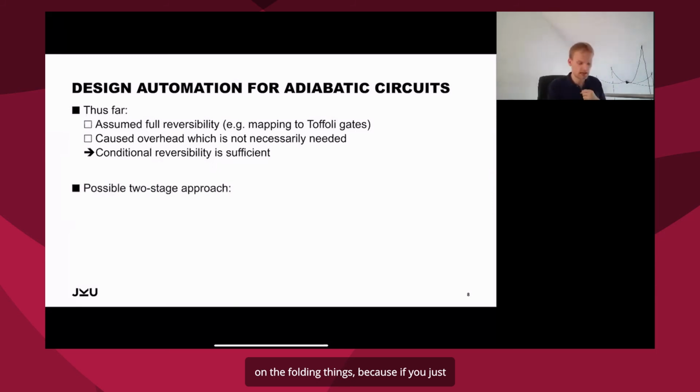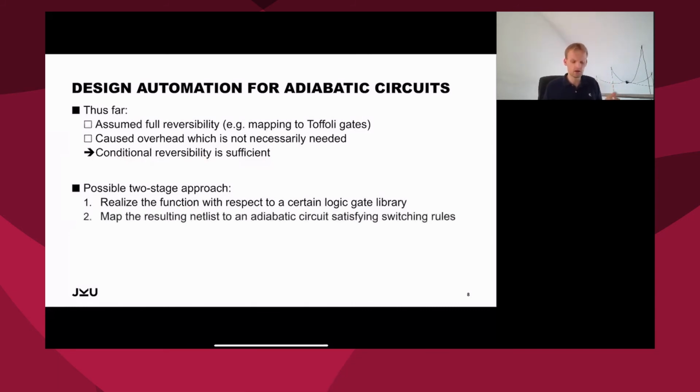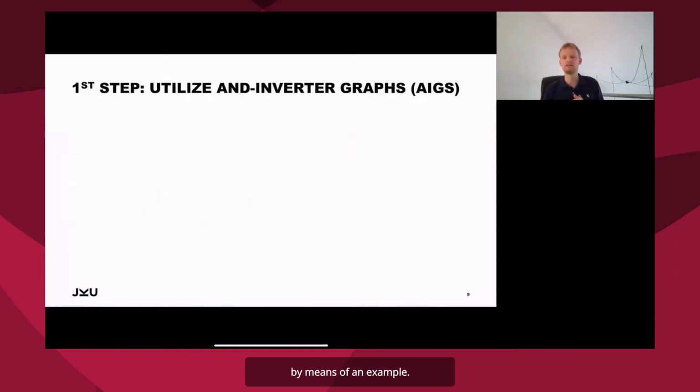Because if you just have to respect conditional reversibility, you can actually utilize conventional gate libraries, such as the NAND gate library or the NOR gate library, and you simply employ a two-step approach. You first realize your desired function using your considered gate library, which can again, as said, be NOR gates, for example. And then later on, you just have to map your netlist composed of this particular gate library to a corresponding adiabatic circuit, which satisfies the switching rules. And as said, let me briefly illustrate that by means of an example.